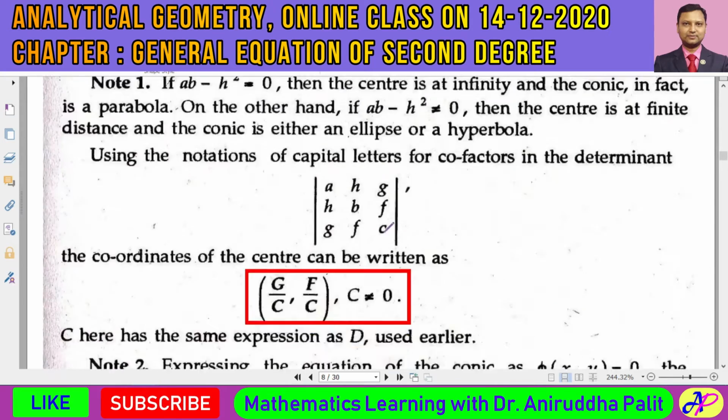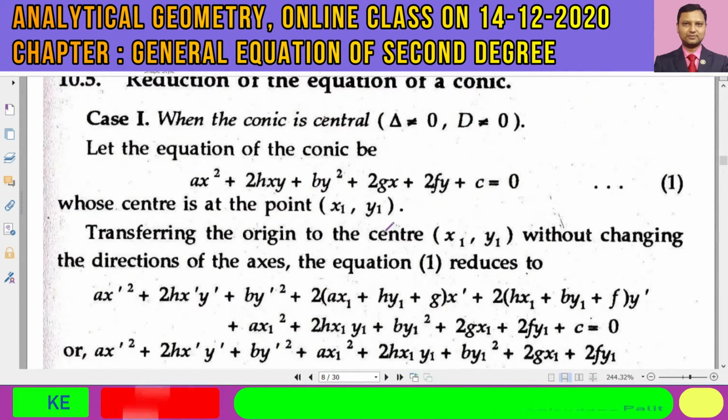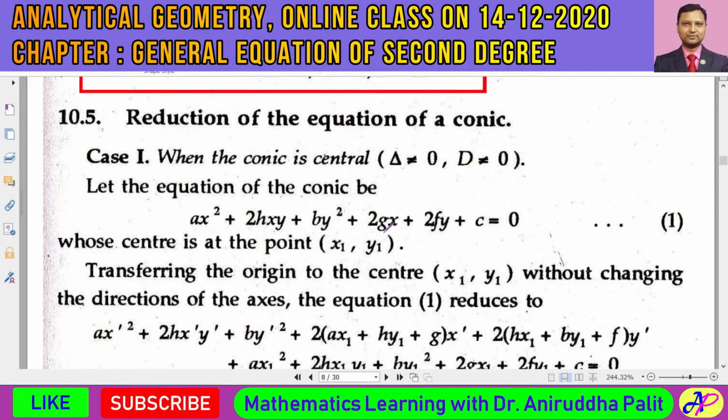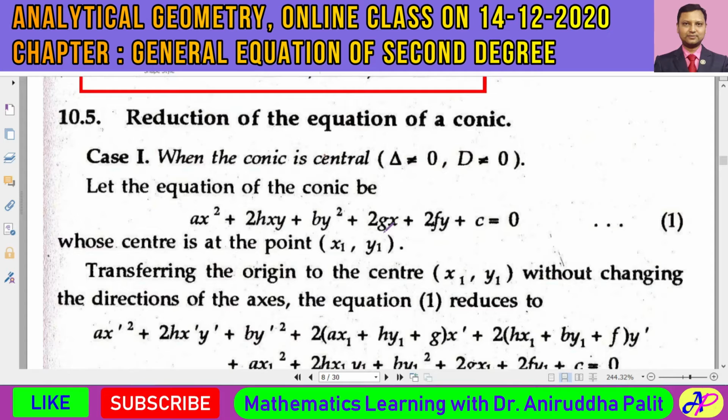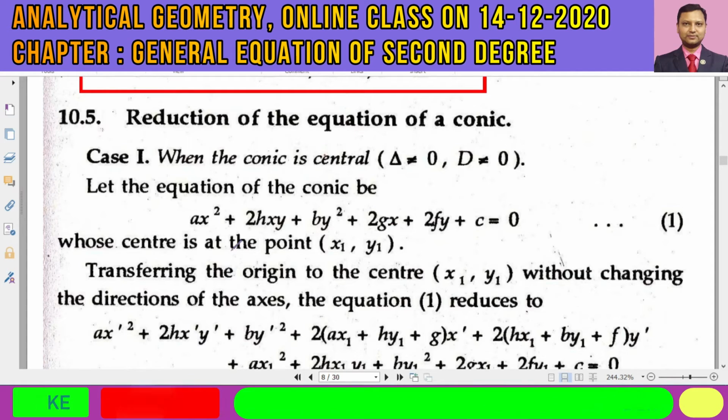Now I am going to discuss the new part for this class, the first result. I shall discuss this result, and along with that, today I shall present an example related to this result.